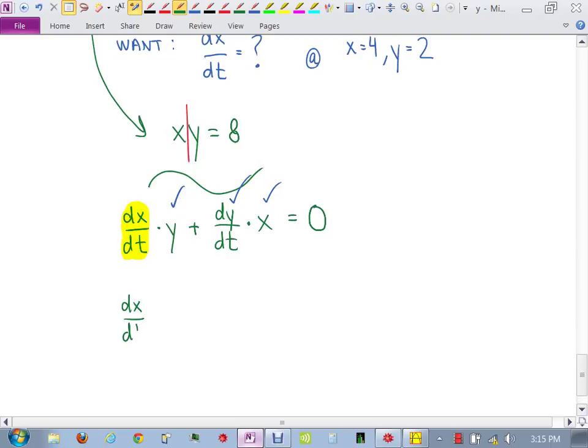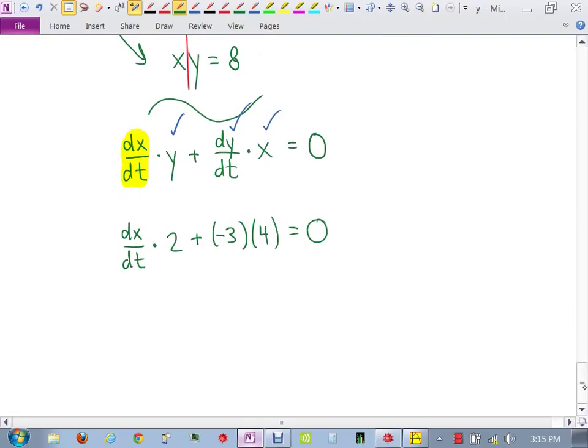dx dt, bless you, times y, which is 2, plus dy dt, which is -3, times x, which is 4, equals 0. You should get dx dt equals 6, right? -3 times 4 is -12. Move to the other side. 12 divided by 2, 6. 6 what?